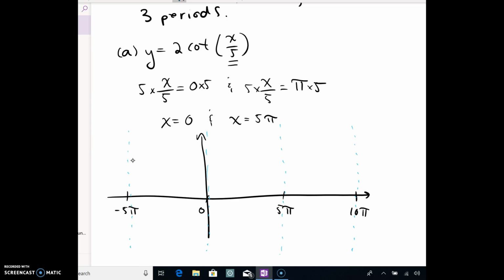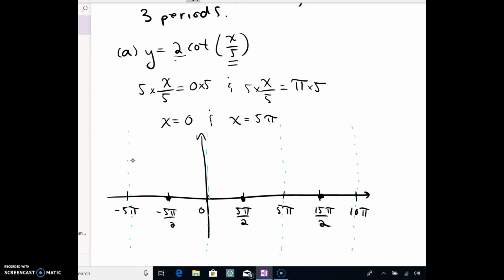Okay, so once we have the vertical asymptotes, and again, we have 3 full periods, this period here, and there's a period here. Now let's find some zeros that go hand in hand with them. Remember, the zeros occur exactly halfway between each one of the asymptotes. So halfway between 0 and 5 pi is 2.5 pi, and 2.5 as an improper fraction is 5 pi over 2. So here's a 0 here. Halfway between 5 pi and 10 pi is 7.5 pi, as an improper fraction 15 pi over 2. Halfway between 0 and negative 5 pi is negative 2.5 pi, as an improper fraction negative 5 pi over 2. And these are all zeros.